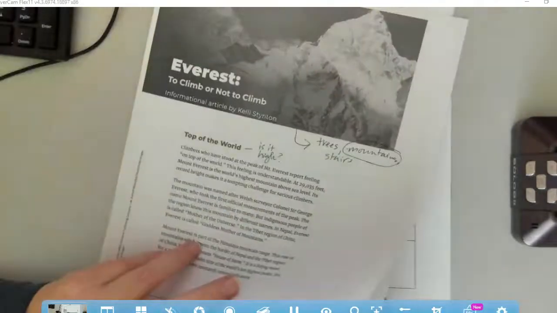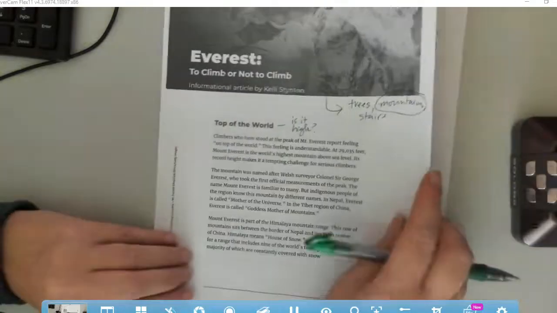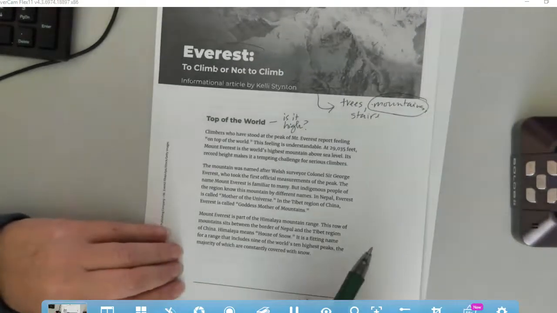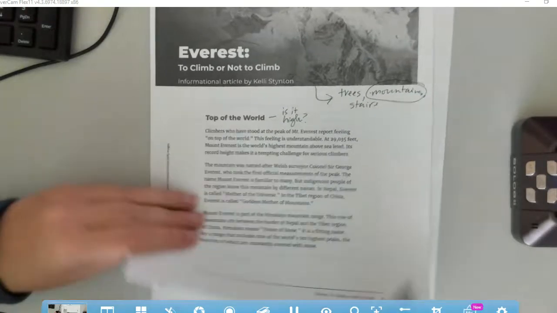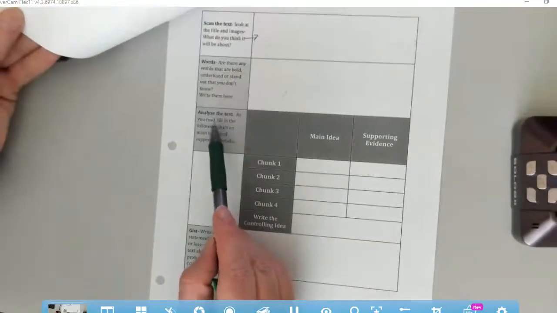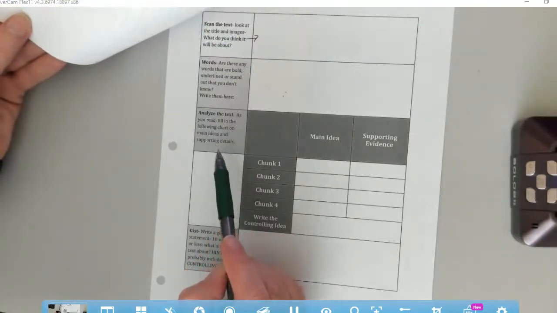But as I'm going, I might want to think about the words that I see, the words that are written, and make some decisions. If there's a word I don't know, I'm going to put it down here, okay? And then we're going to analyze the text. As we read, we're going to fill in the following chart on the main ideas and supporting details.